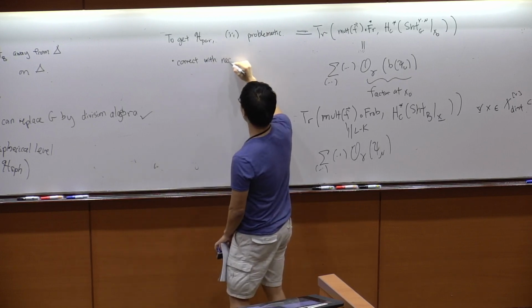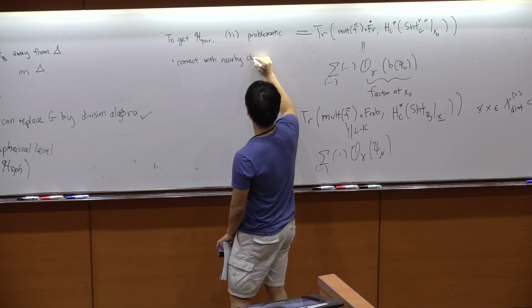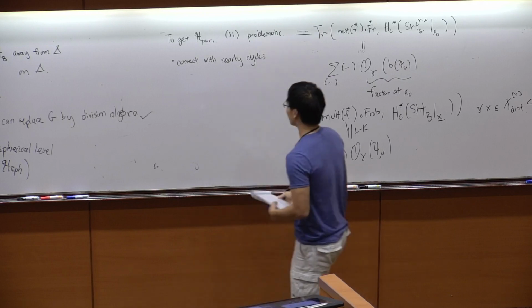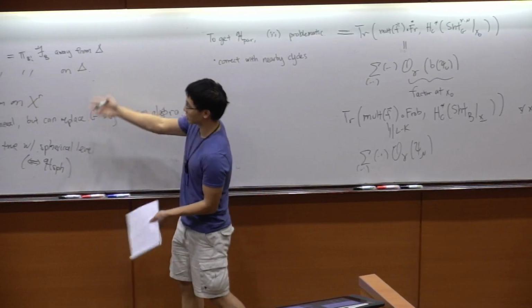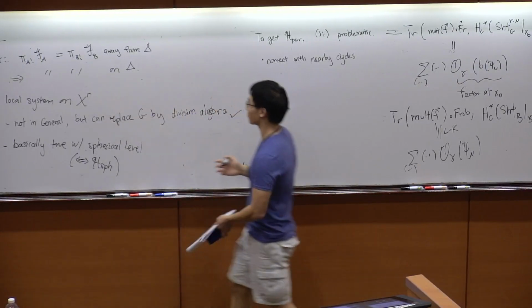So you use something called nearby cycles. And this is something where you change the sheaf so that the cohomology does become locally constant. Then you kind of win this for free.